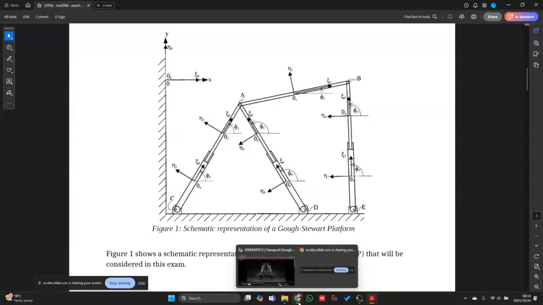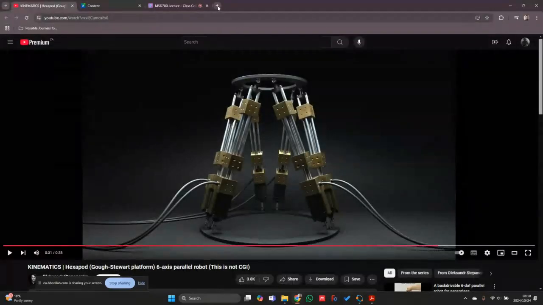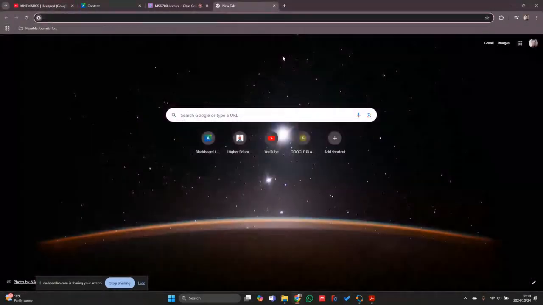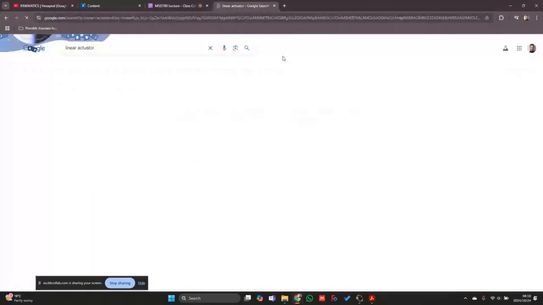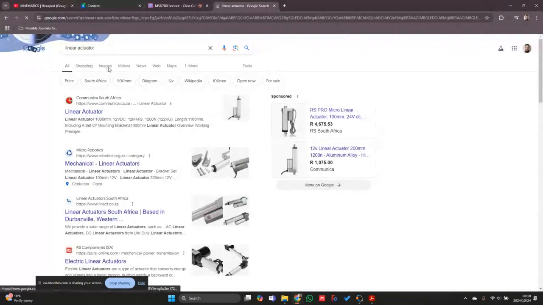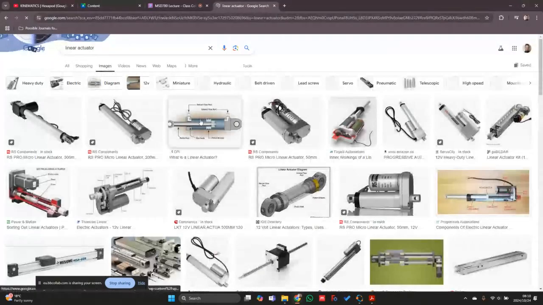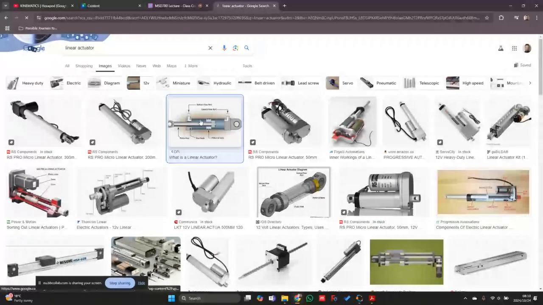And if we perhaps have a quick look at linear actuators, so if I jump in over here and just say linear actuator, we can perhaps have a look at something like this.